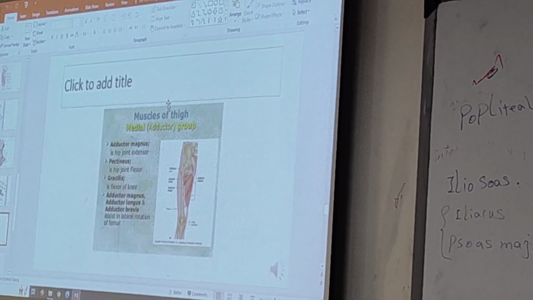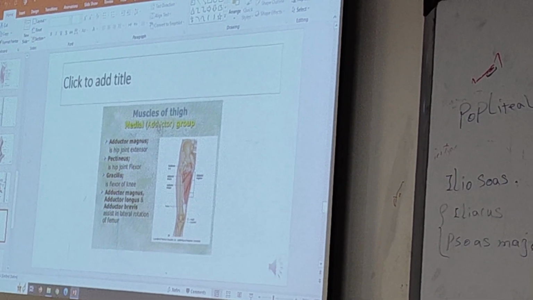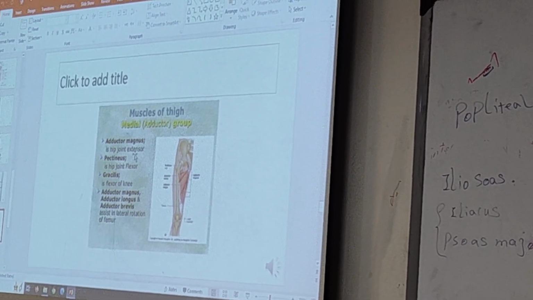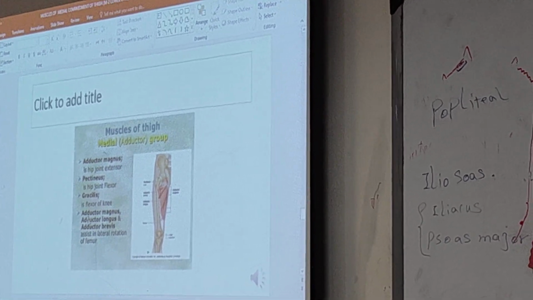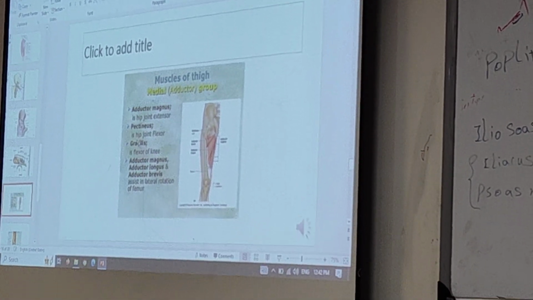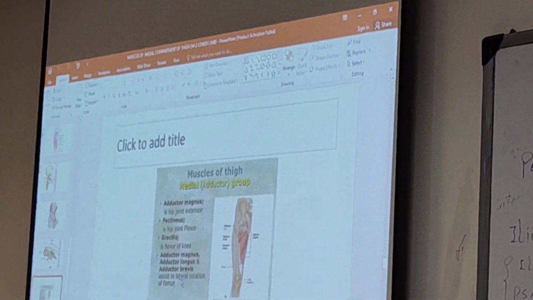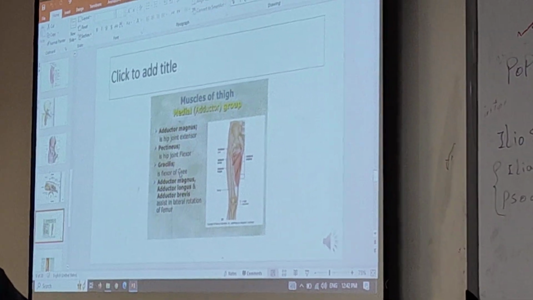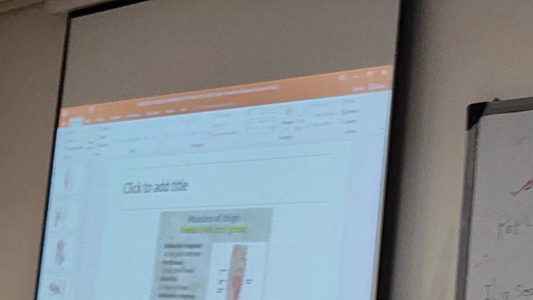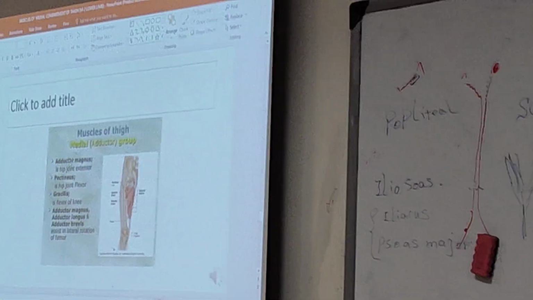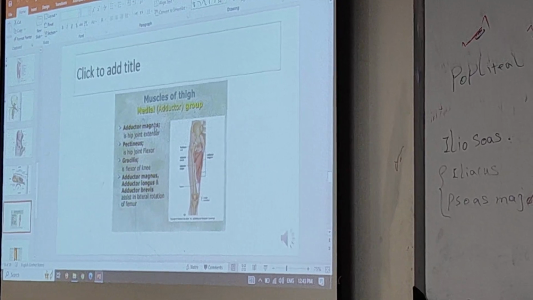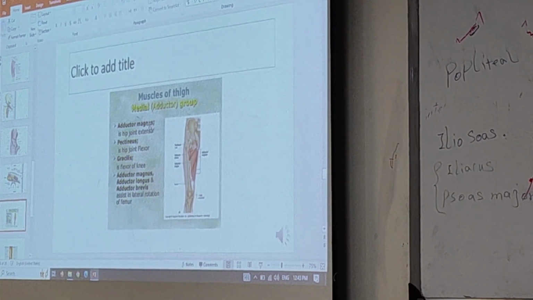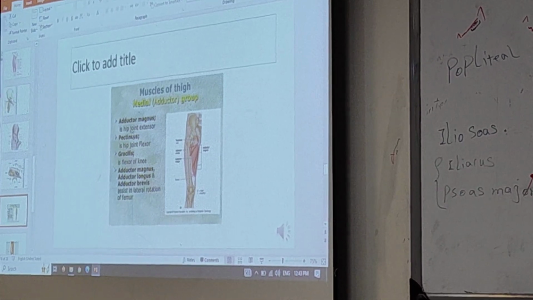Here you are going to look at the adductor group muscle: pectineus, gracilis, adductor magnus, longus, and brevis. Okay? Most of them, the function is adduction, and most of them, the nerve innervation is coming from the obturator. You should know the pectineus is going to be innervated by the femoral, and the adductor magnus is going to be innervated by the obturator and the sciatic. Okay? And about the function, all of them are adductor.